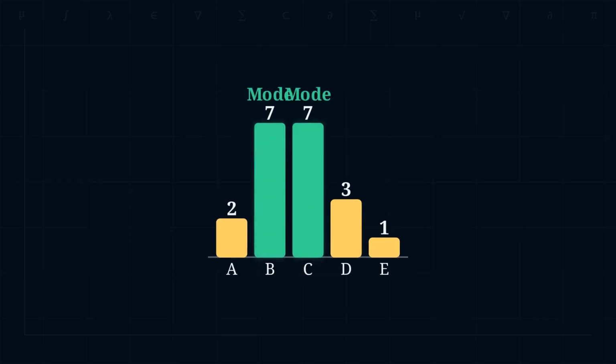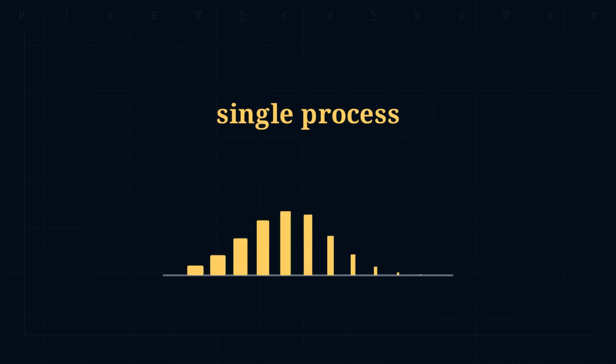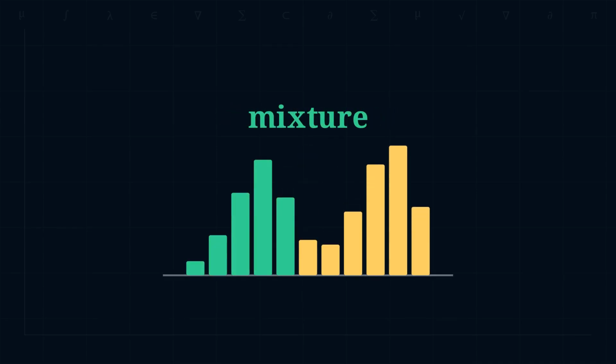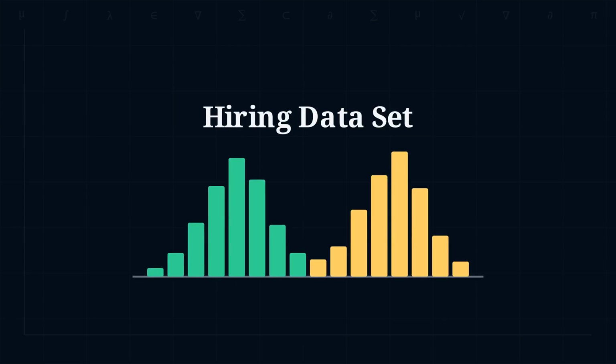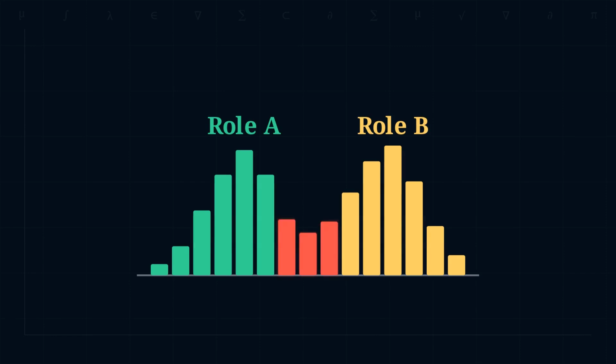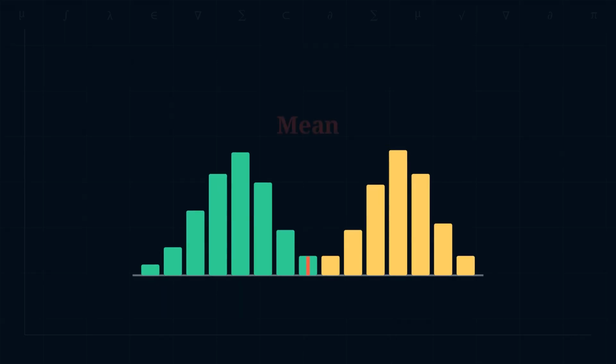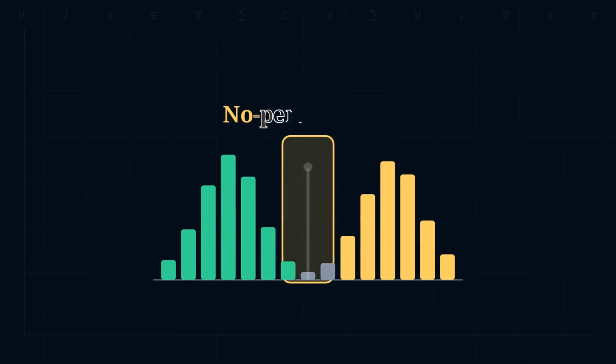Modes are the peaks that matter after skew. A single bump suggests one dominant process. Multiple bumps suggest a mixture. In a hiring dataset, for example, a low bump and a high bump in salaries might indicate distinct roles or levels being conflated. If you miss that, you will average across roles, set pay or expectations in the no-person land between groups, and keep wondering why it feels off.